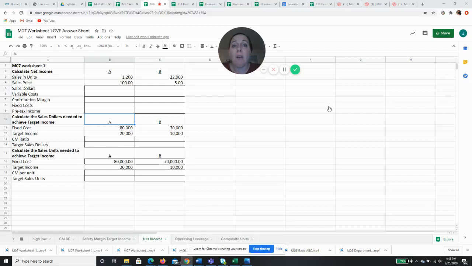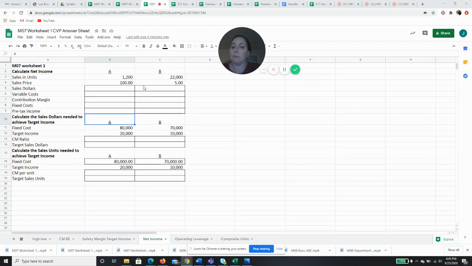We are continuing now on to the fourth tab of the worksheet, the one that says net income. All right, so net income is, remember we said, sales minus variable costs equals contribution margin minus fixed costs equals net income.